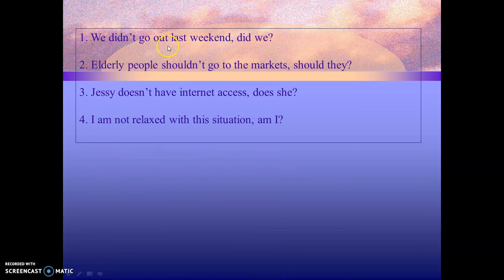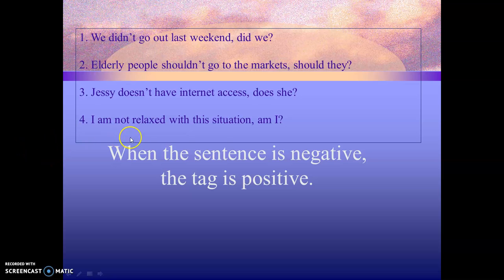Look at some examples. We didn't go out last weekend, did we? Elderly people shouldn't go to the markets, should they? Jessie doesn't have internet access, does she? And finally, I am not relaxed with this situation, am I? In these kinds of sentences, we observe that they are not affirmative. They are in negative form. For that reason, when we have sentences in negative form, the tag is positive. Okay? Now remember, when the sentence is negative, the tag is positive.